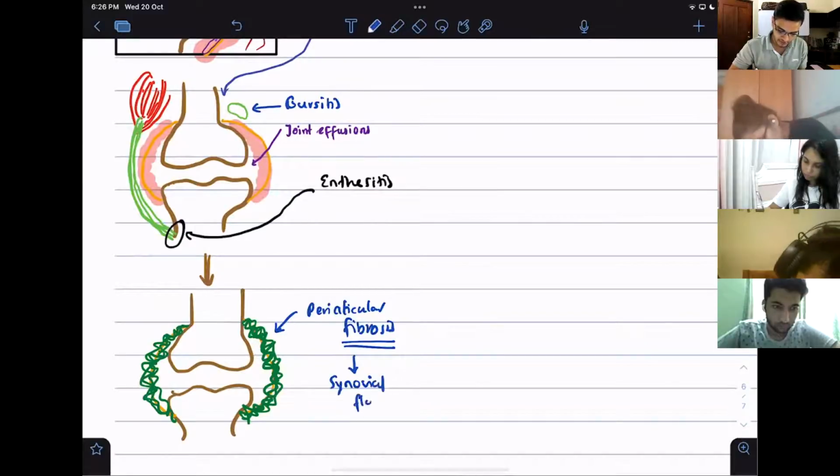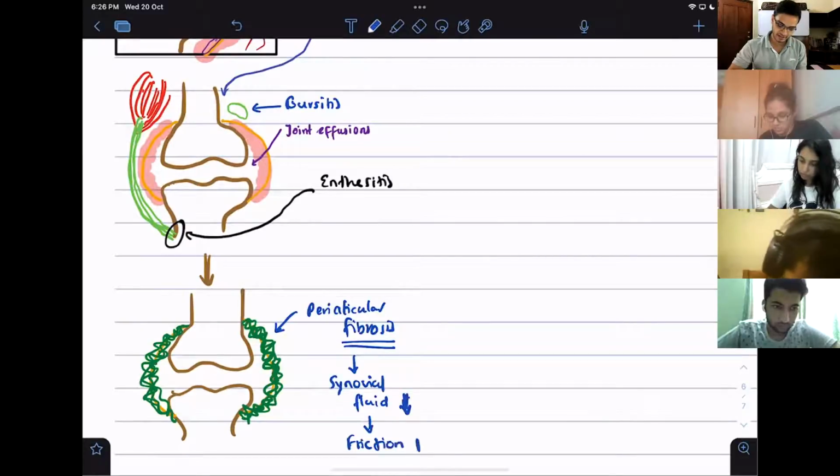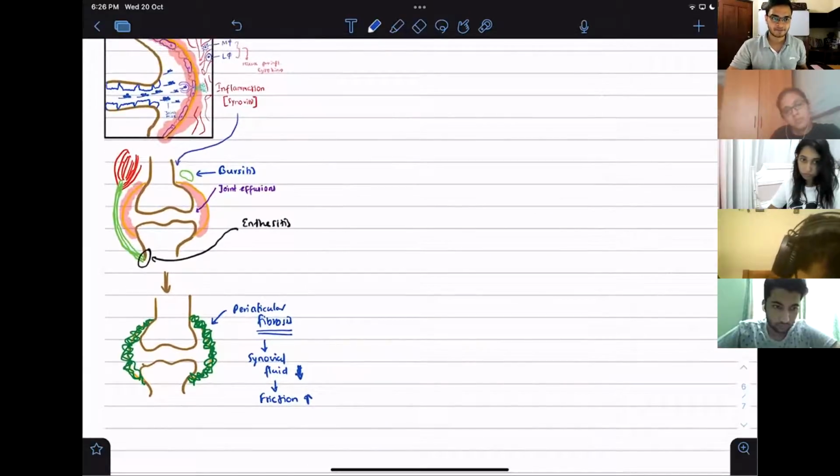Synovial fluid reduces. What is happening to friction? Increases. Friction further increases, right? Friction further increases.